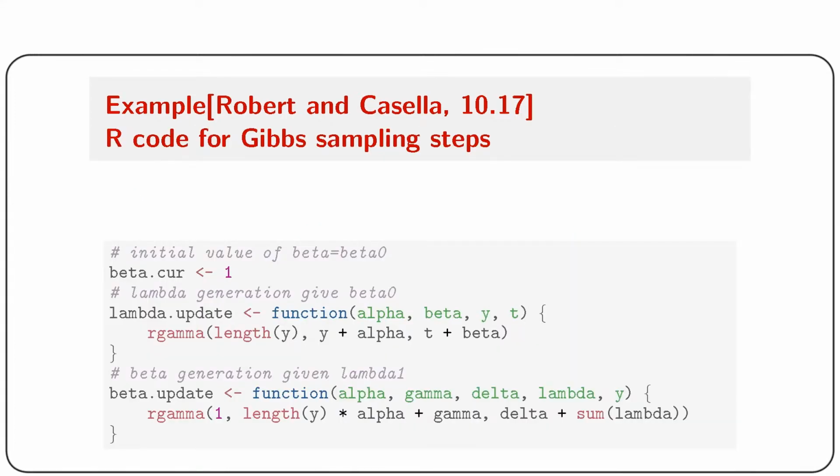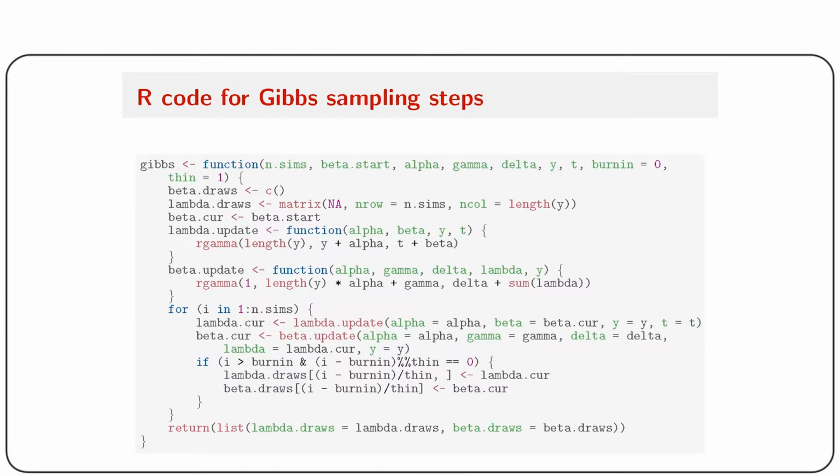So that now we can implement these things in R. Say beta current is 1, then the lambda update function will update the lambda. This is the beta generation given lambda, so this function will update the beta. And then finally, we develop the Gibbs sampler. Just carefully see the Gibbs development.